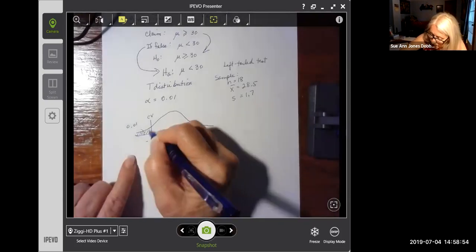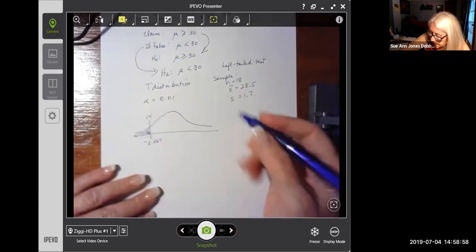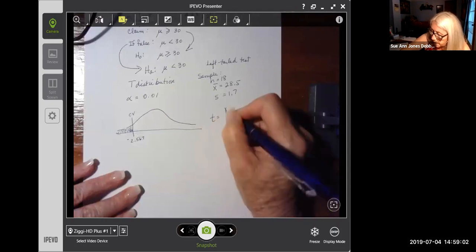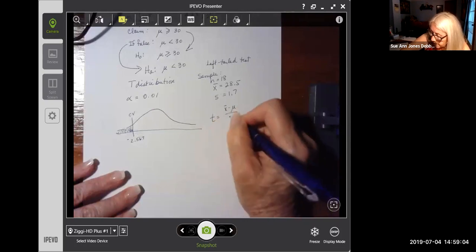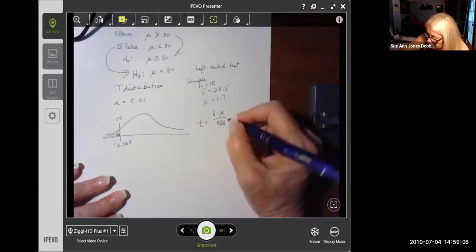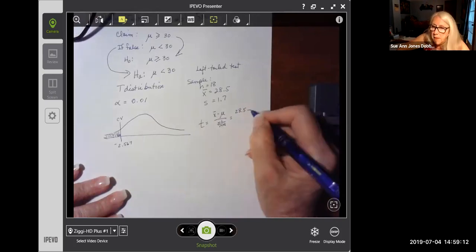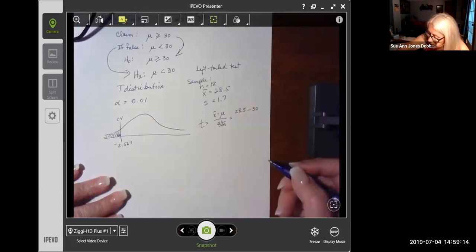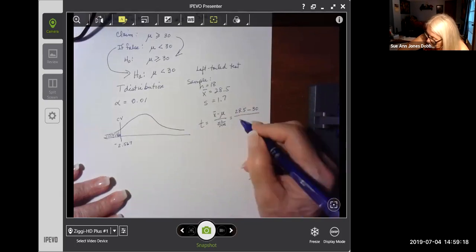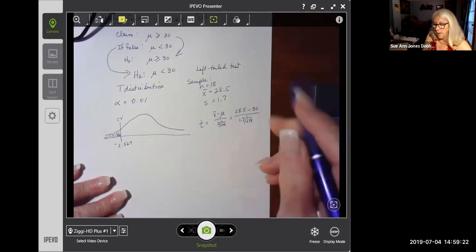Now, all I need to know is what is the test statistic. So my test statistic is X bar minus mu divided by S divided by the square root of N. Okay, so X bar was my 28.5. Mu was the value of the mean mentioned in the null hypothesis. Then S is 1.7 divided by the square root of 18. Okay, so let me do that on my calculator.